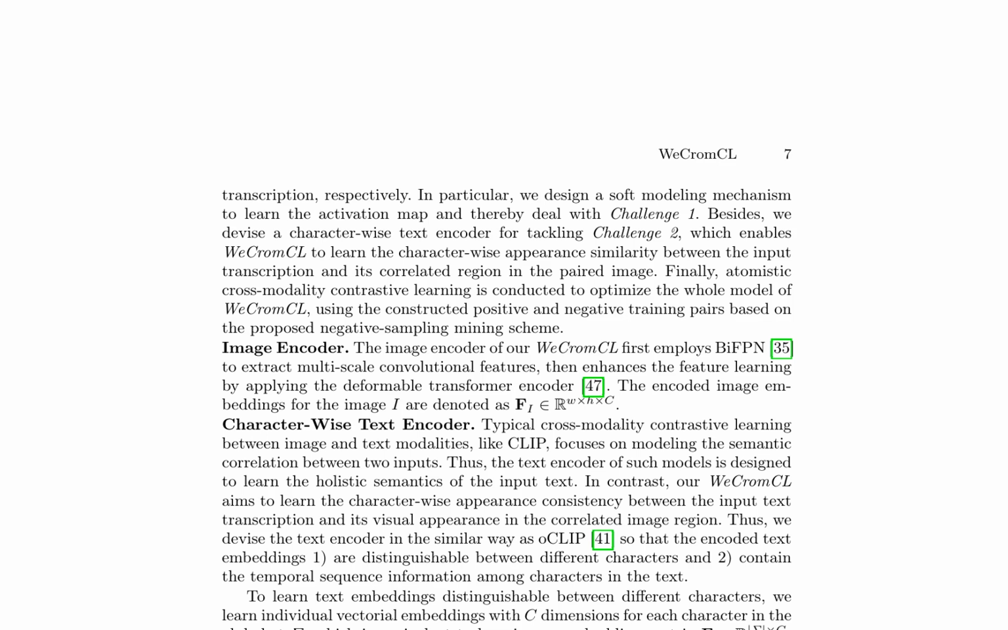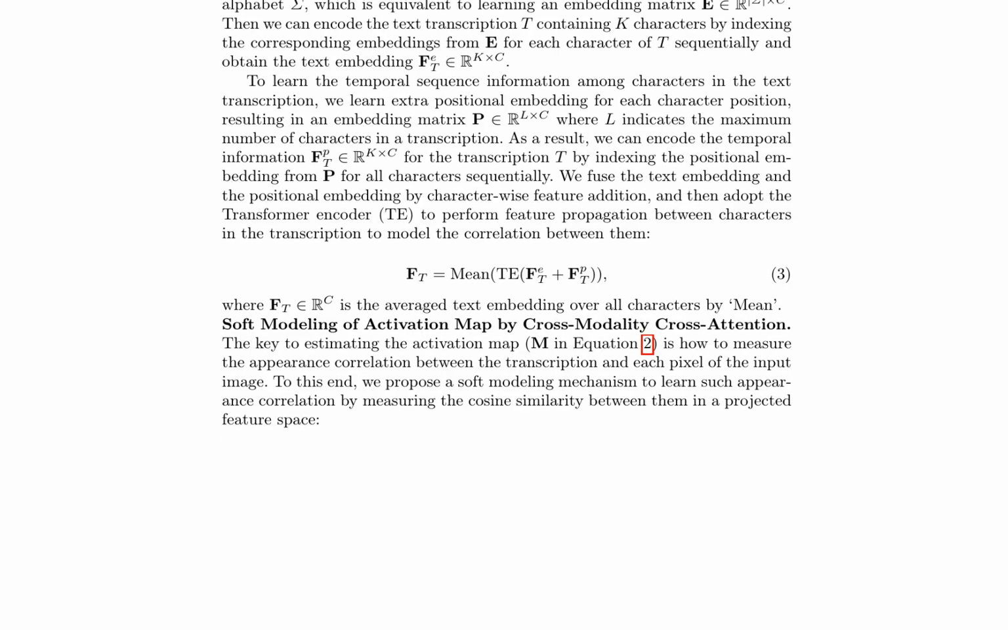The image encoder employs BiFPN and a deformable transformer encoder to extract multiscale features. The text encoder, similar to OCLIP, focuses on character-wise appearance consistency and includes positional embeddings to capture temporal sequence information. The model learns to fuse these embeddings through a transformer encoder, resulting in an average text embedding. The soft modeling mechanism measures the appearance correlation between the transcription and each pixel of the input image using cosine similarity in a projected feature space. This approach allows the model to learn character-wise appearance similarity and optimizes the model through atomistic cross-modality contrastive learning.